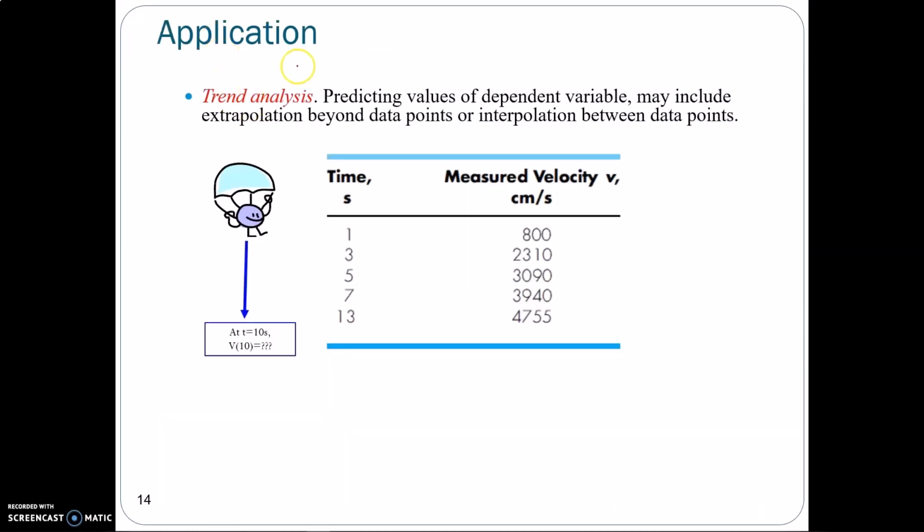In the engineering application, we can use the interpolation for trend analysis. For example, we measure the velocity at various times here, and we would like to know at t equal to 10, which is over here, what will be the velocity. And we can obtain this result by using interpolation.